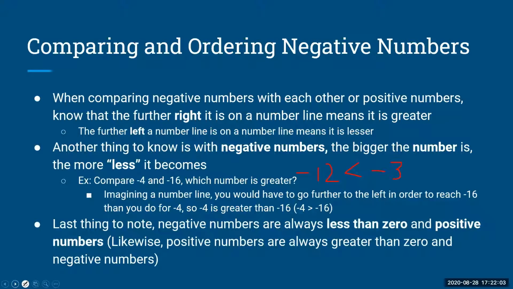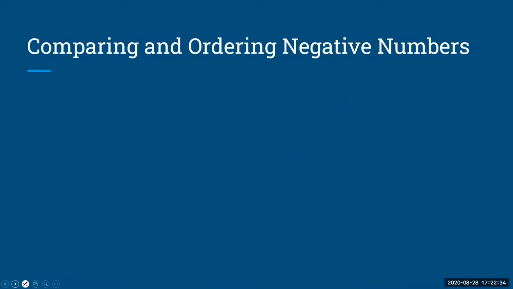And last thing, notes. I already said this, I'm just reiterating. Negative numbers are always less than 0, and positive numbers are always greater. A negative number cannot be equal to or less than 0; you have to say less than. But 0 equals 0, that is true.